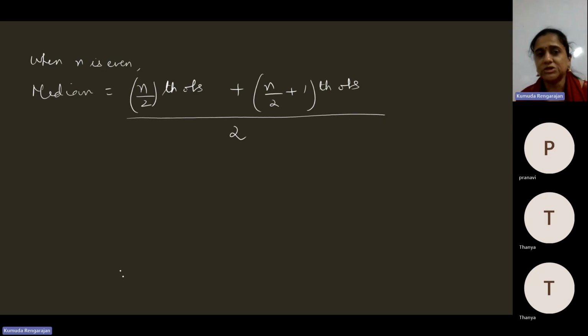N by 2th observation plus n by 2 plus 1th observation, all by 2. So if n is 20, 20 by 2 is the 10th observation, plus 20 by 2 plus 1, that is 10 plus 1, the 11th observation. The 10th observation plus the 11th observation, divided by 2. Okay, write down. This is the formula when n is even.